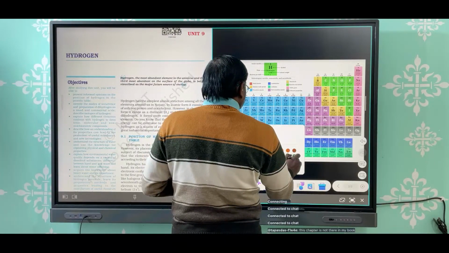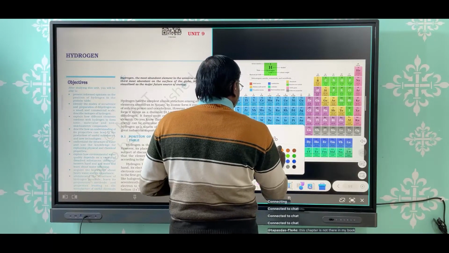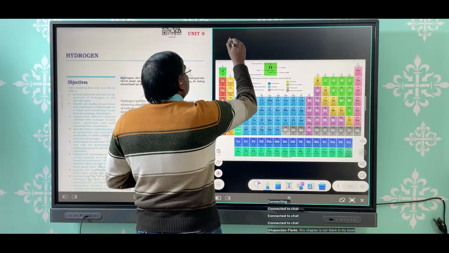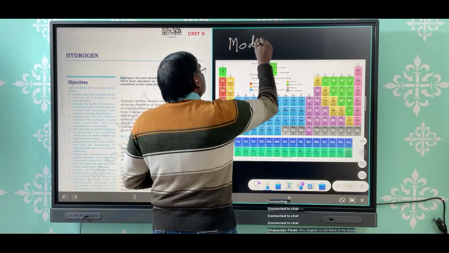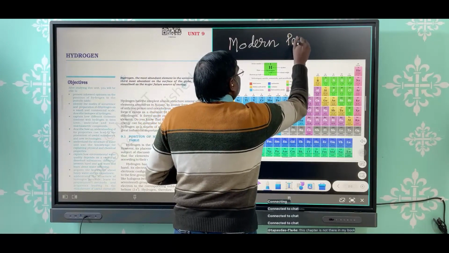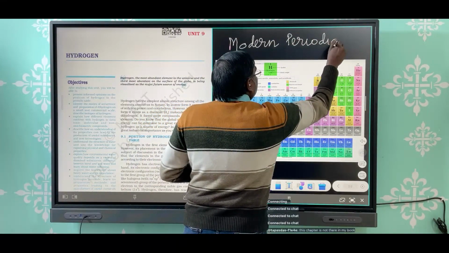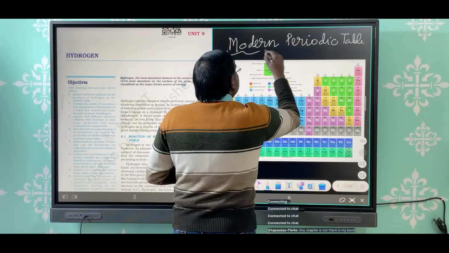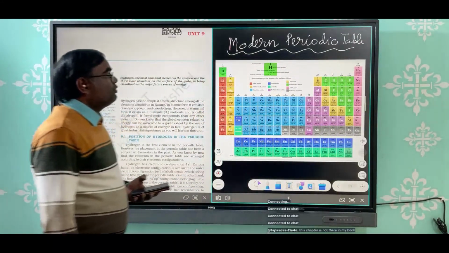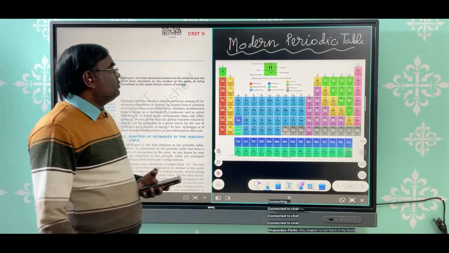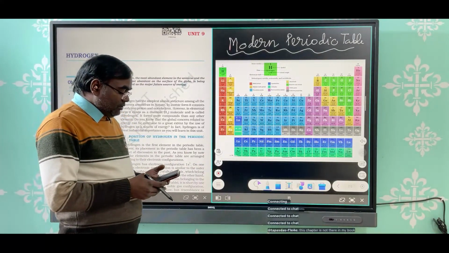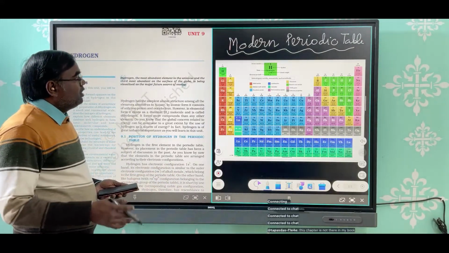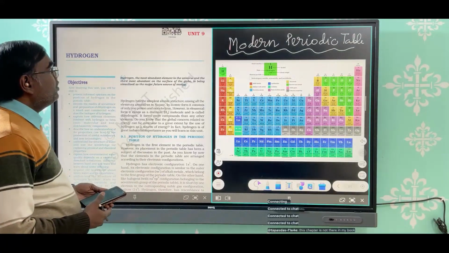This is the modern periodic table. Certainly, this modern periodic table is useful for each and every student who has to study chemistry. I think you are able to watch this.